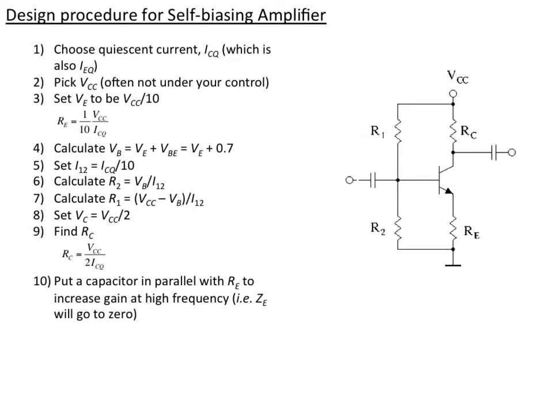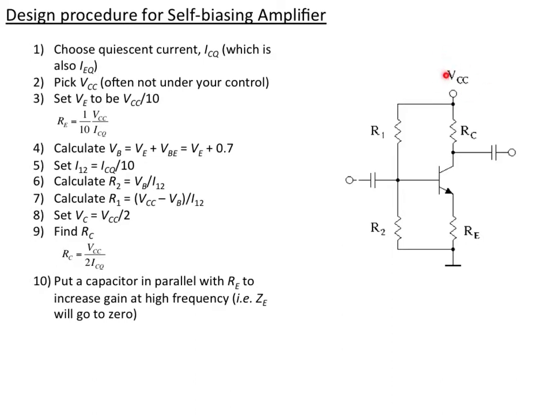Okay, so how does one set up a self-biasing amplifier? We actually have a checklist that we can go through. The first step is to pick the quiescent current through the collector and emitter, and we call that ICQ. Q, remember, stands for quiescent, so this is the collector current at the quiescent value. That's the big value of current that's going to control everything else.